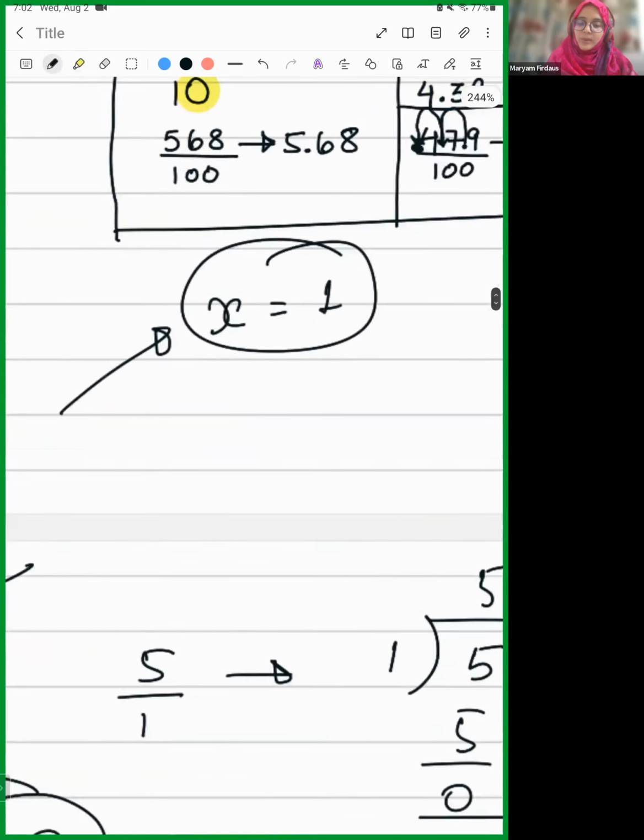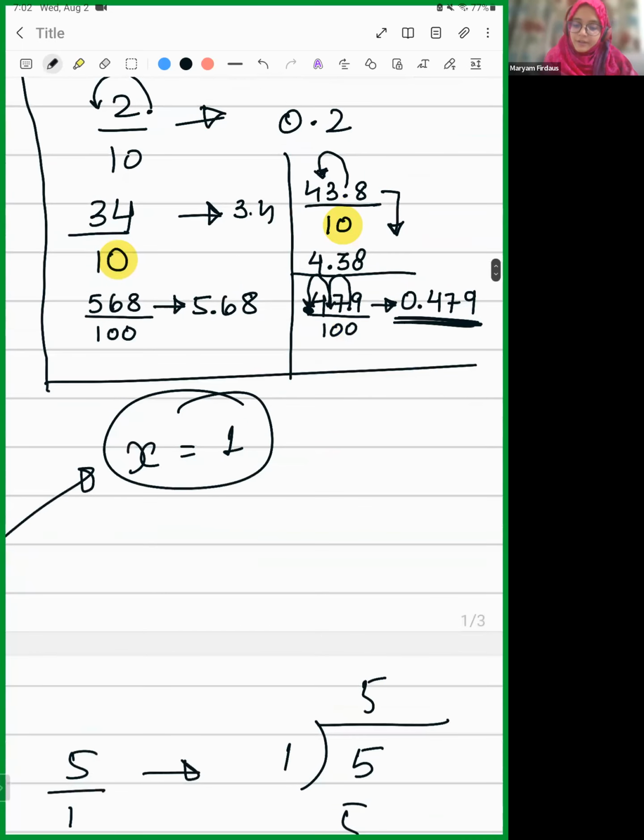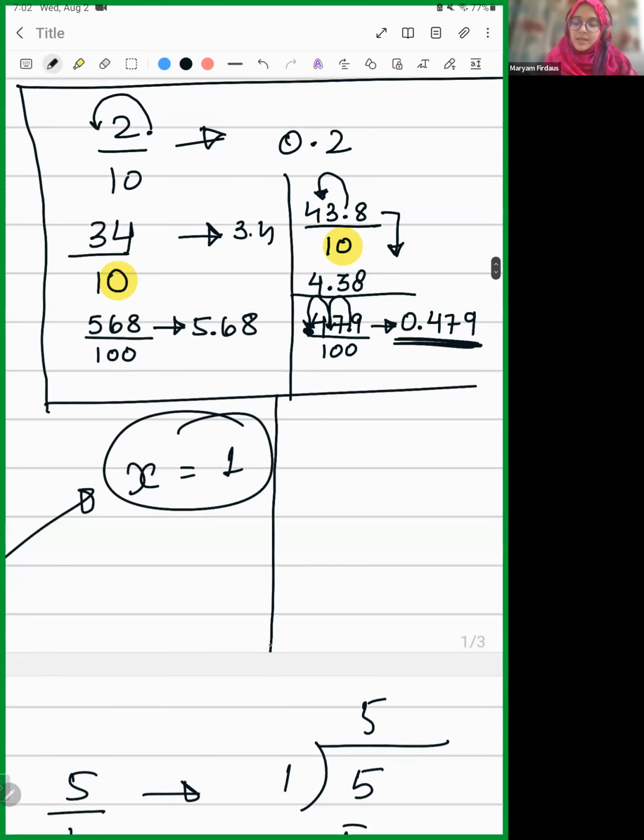So this is one way we convert fractions to decimals. Another way of converting fractions to decimals is by simply dividing them. Whenever you have 10 in the denominator, there's no need of dividing. You can simply use this rule to find out what the decimal will be. But what will you do when you have a denominator which is not 10 or 100?